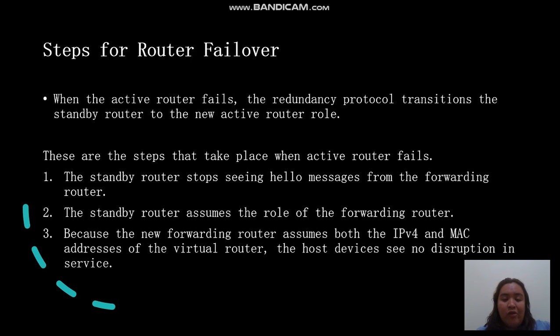So the host device will not know that there is a problem with the router because the forwarding router assumes what the first one had. It assumes both the IPv4 and MAC address, so the host device will not see any disruption at all.